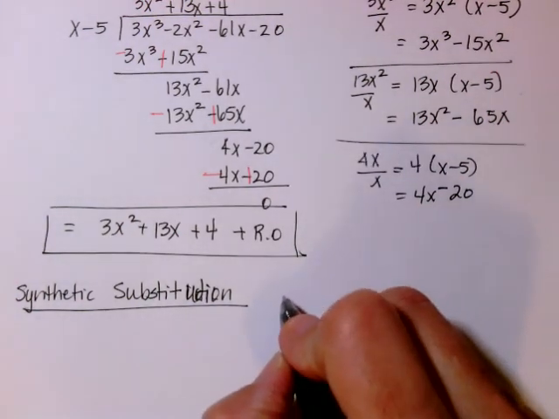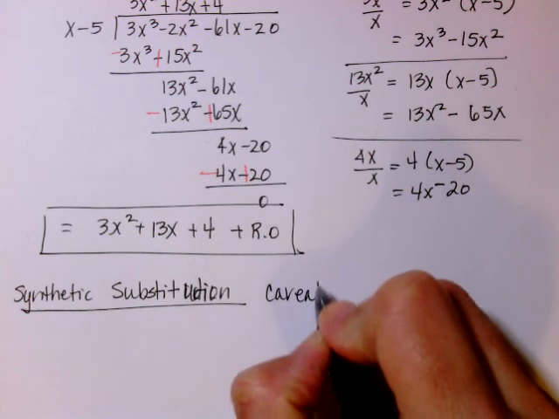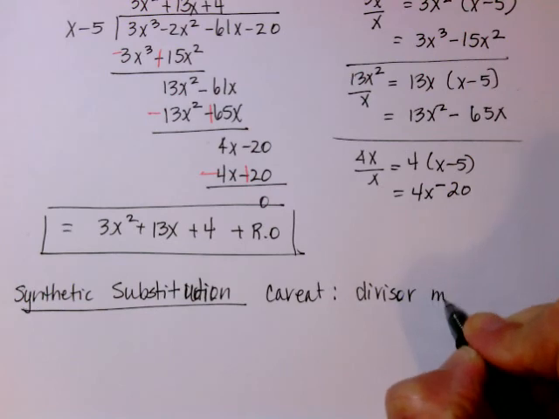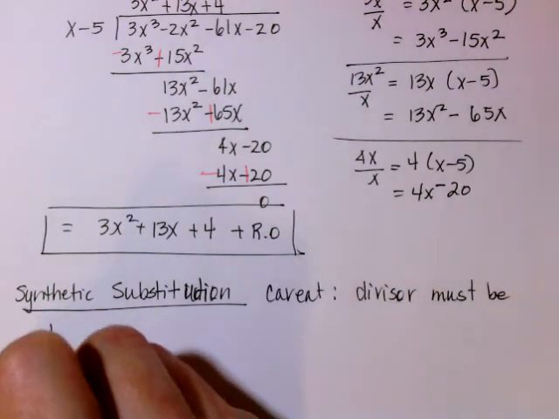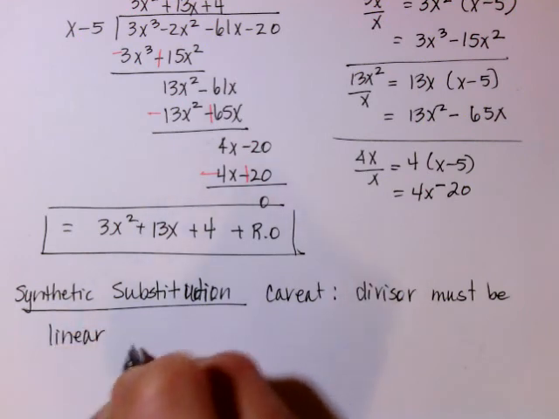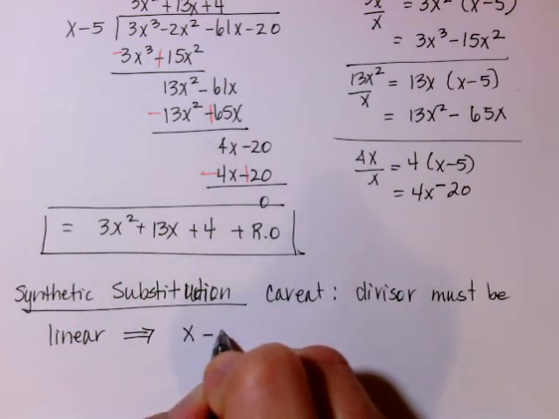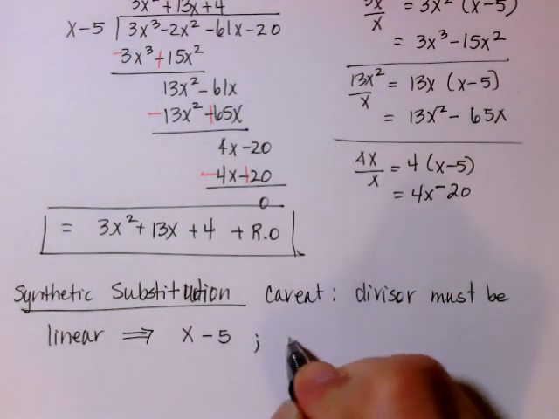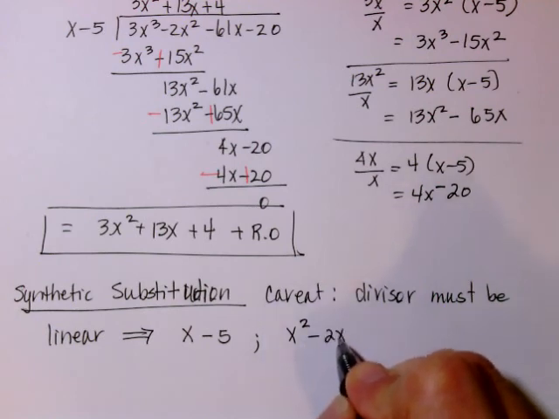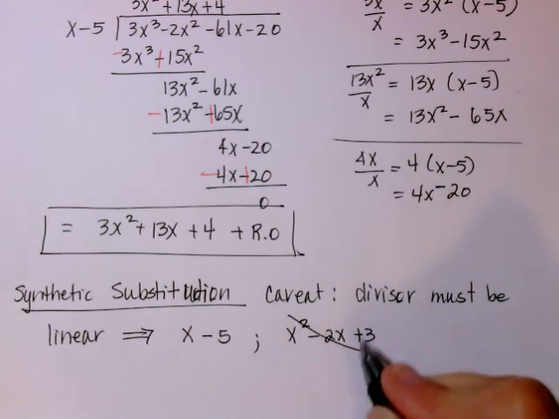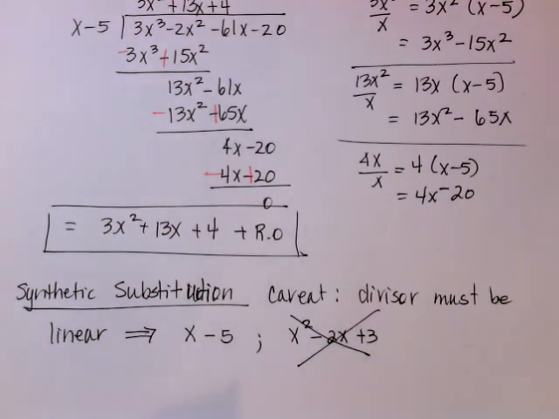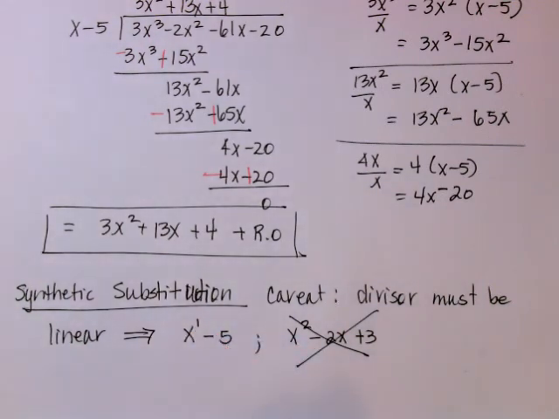You only have one caveat, and that is that the divisor must be linear. And what that means is if I wanted to divide by x minus 5, that would be okay. Then I could do synthetic division. But if I wanted to divide by x squared minus 2x plus 3, I could not do synthetic division. I would have to actually do long division. So for synthetic division, you can only divide if the divisor is linear.